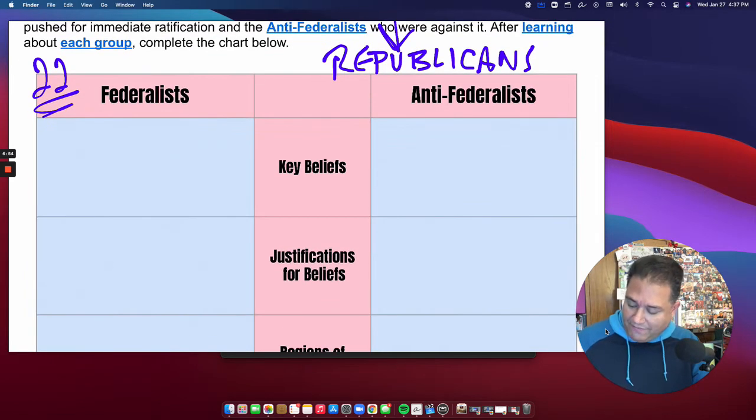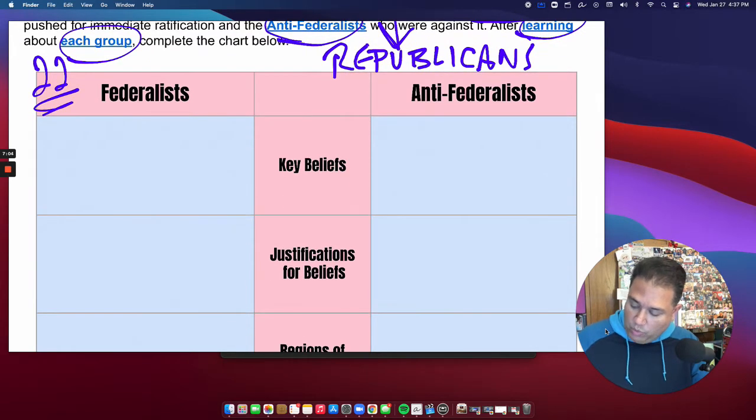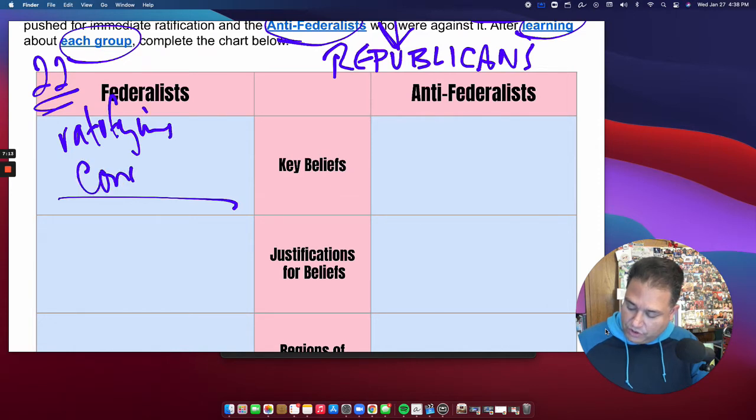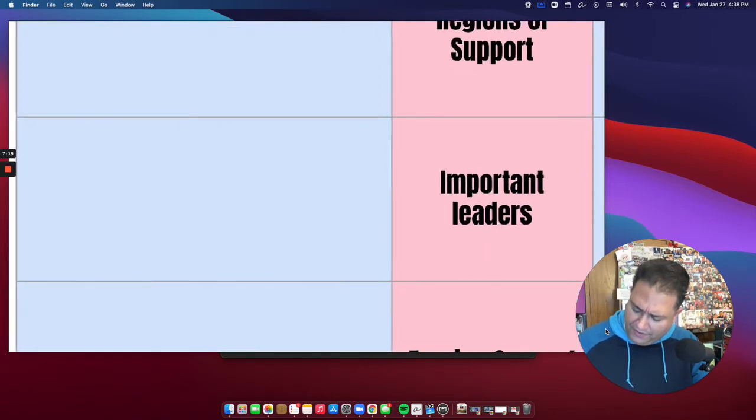So then you have to go through, and I'm not going to do all the work for you, but you can click on these links here to learn more and learn about each group. So what did they believe in? Well, the Federalists, I'll give you a little bit. The Federalists believe in, first and foremost, ratifying the Constitution, right? So they wanted that Constitution ratified. Do they have the important leaders? Yeah, I'll fill this in for you.